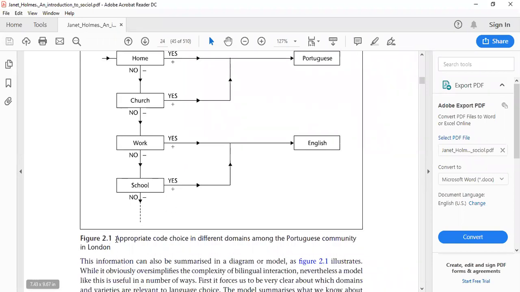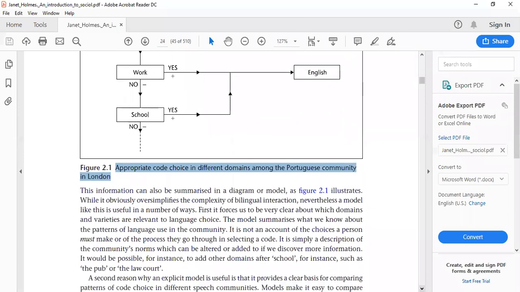But what would I write over here? For the chart I'll make for my own community, I'll write appropriate code choices in different domains among the Pashto speakers, or Pashtun community, whatever you want to write, community in Peshawar. This is very important, because if I change this to a community residing in Afghanistan, then a lot of things would change. We would not say English, we would say, let's suppose, Persian over here. So it would change automatically. You have to keep this in your mind when you're writing it down.